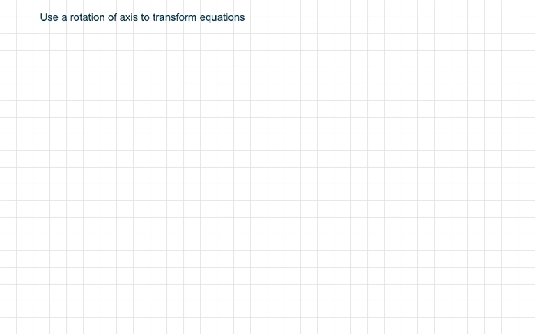Hi everyone, we're going to use the rotation of axes to transform equations. This video is an introduction. The first thing, in a rotation of axes, the origin remains fixed. So we have the origin fixed here, and then the x and y axes are rotated through an angle to a new position. So we have x prime and y prime.